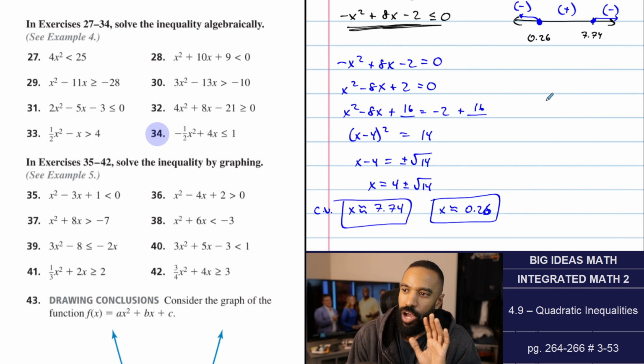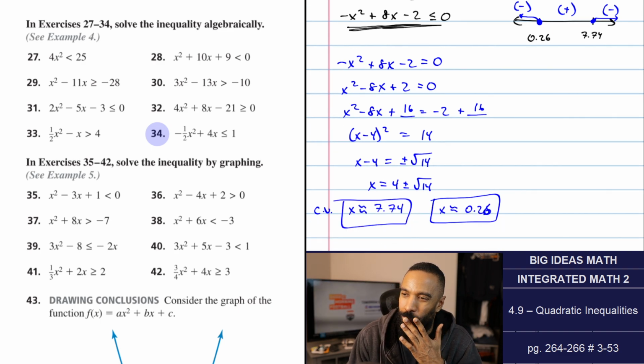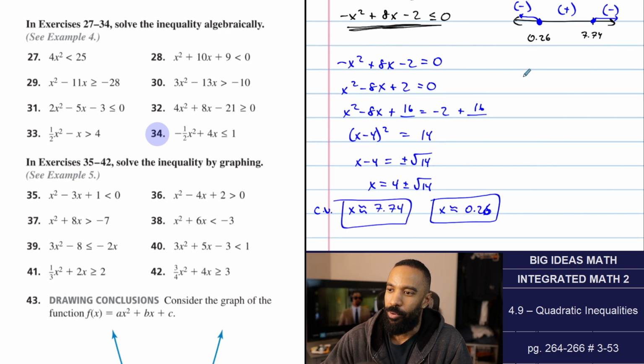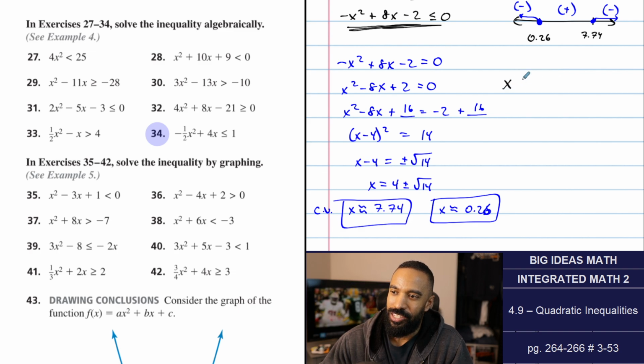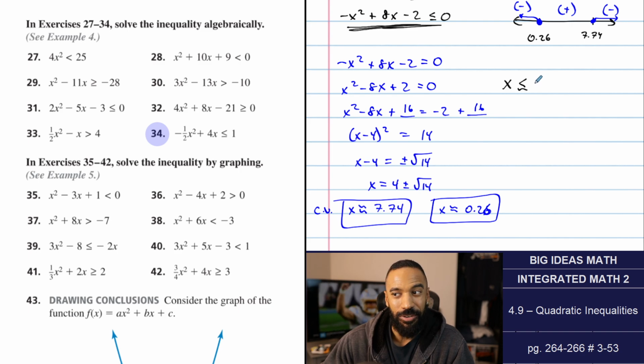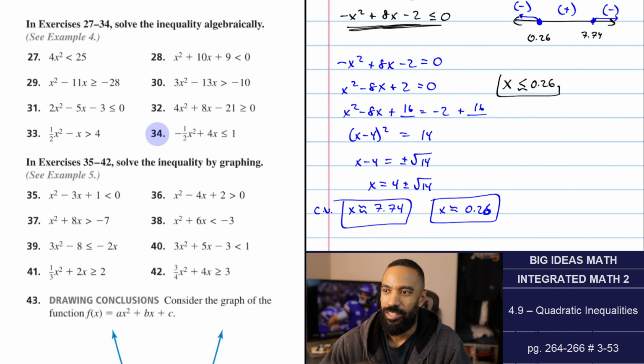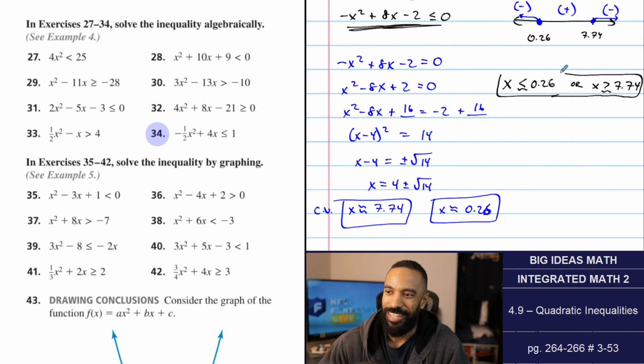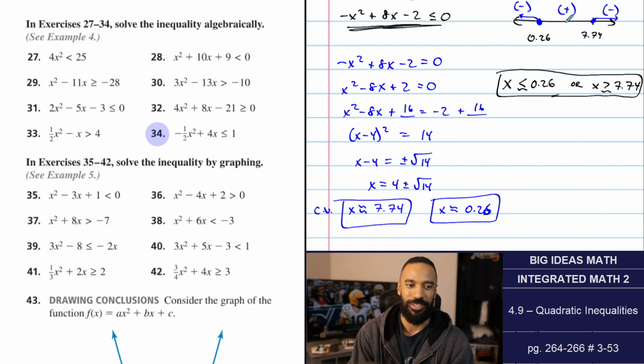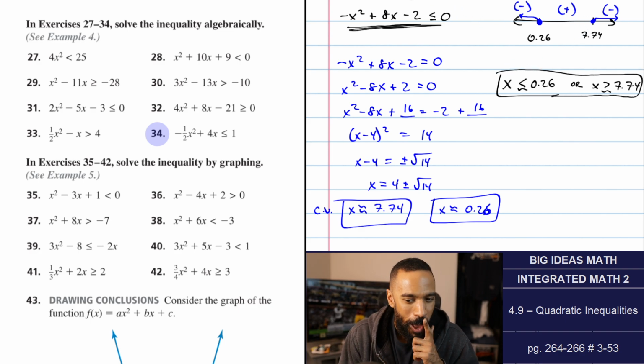Now, you have to remember these are approximated. I don't know how to do an approximately. How about this? X is less than or approximately equal to 0.26 or X is greater than or approximately equal to 7.74. I like that thought. I don't know if that's right, but I'm going for it. All right.